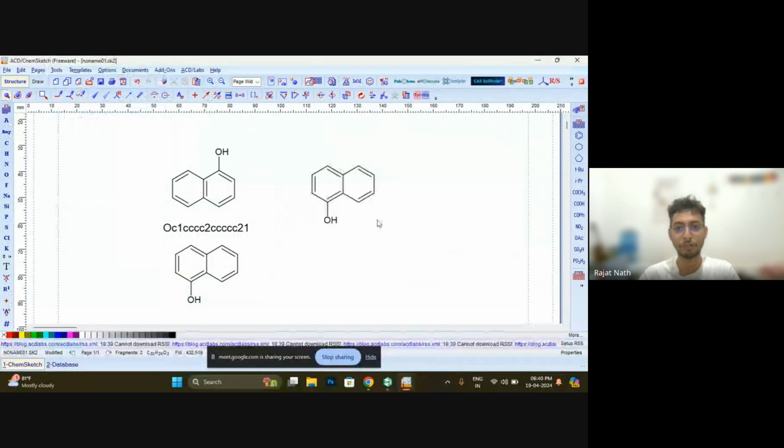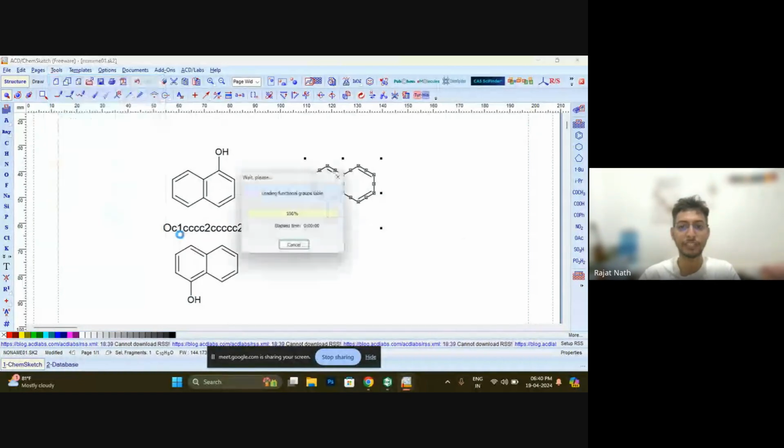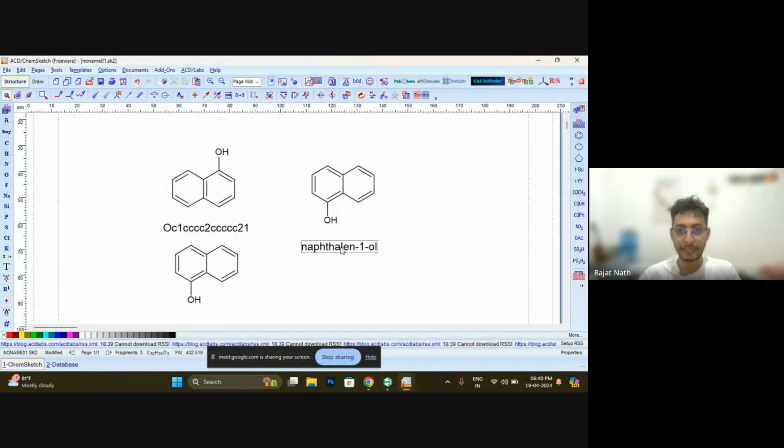This structure will come in the workspace. If we need the name of the structure, we will select the structure, go to Tools, Generate Name for the structure, and the name of the structure will be shown here.